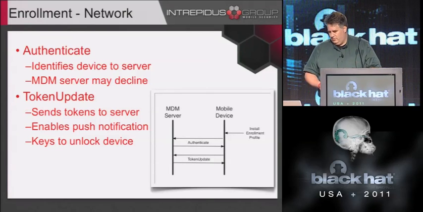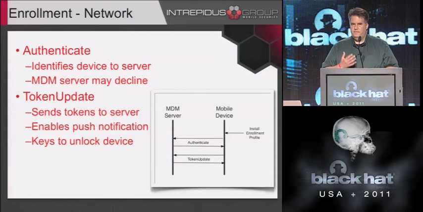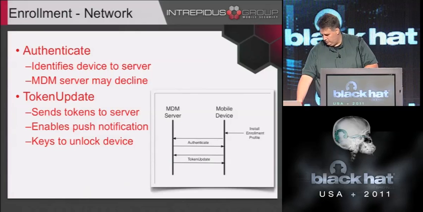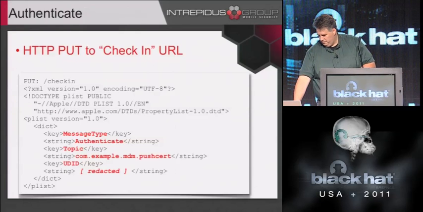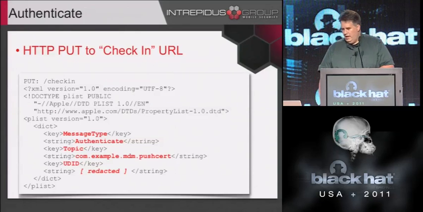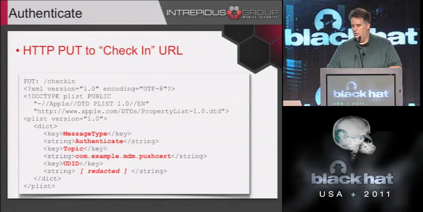Once the authentication is accepted, it sends a second message that's called the token update message. And that sends all the important stuff to the server. So I mentioned the push notification tokens, the push magic, and stuff like that, but it also sends the keys that are needed to unlock the device when you do a clear passcode command. Everything is sent over HTTP, or HTTPS if you enable it.